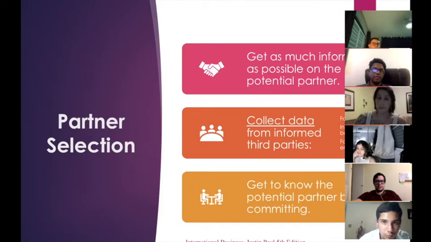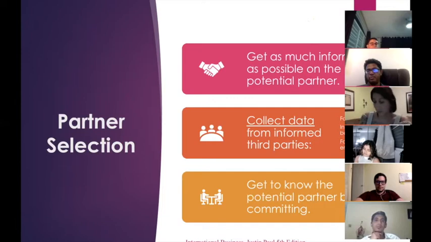So business is based on interdependence. Business is based on partnership. Regardless of any of these modes, you have a partner to do your business. And your partner selection needs to be done scientifically, strategically, and diplomatically. I repeat, scientifically, strategically, and diplomatically. For example, if you have a consultant and you seek the consultant's opinion, consultants will always advise that you get as much information as possible on the potential partner.